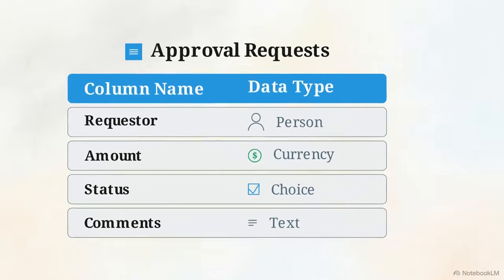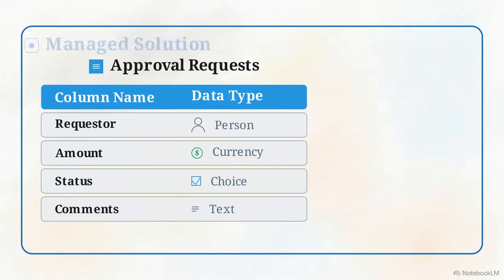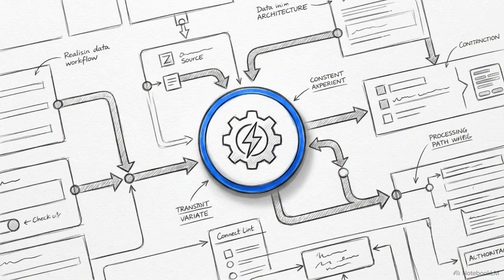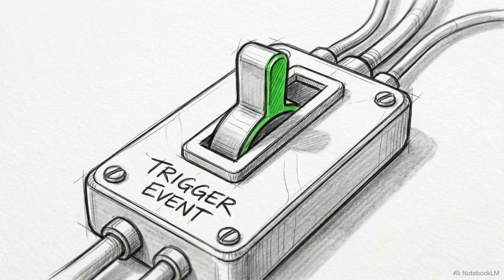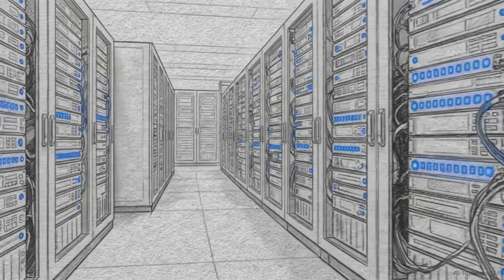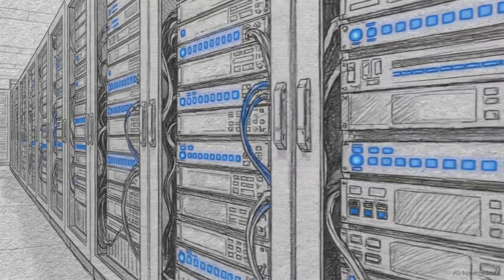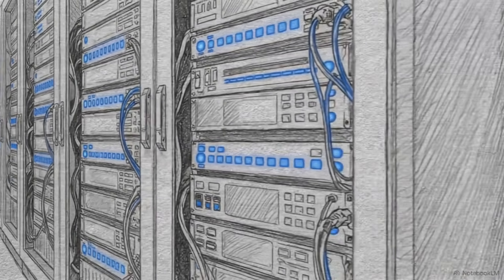To secure this, a managed solution container encapsulates the entire process, our list and future workflow. Inside that managed solution, create a new automated cloud flow. Set your trigger to activate only when a new item is created in our approval requests list. Building inside a managed solution prevents broken dependencies and ensures your deployment remains stable as you scale across different environments.